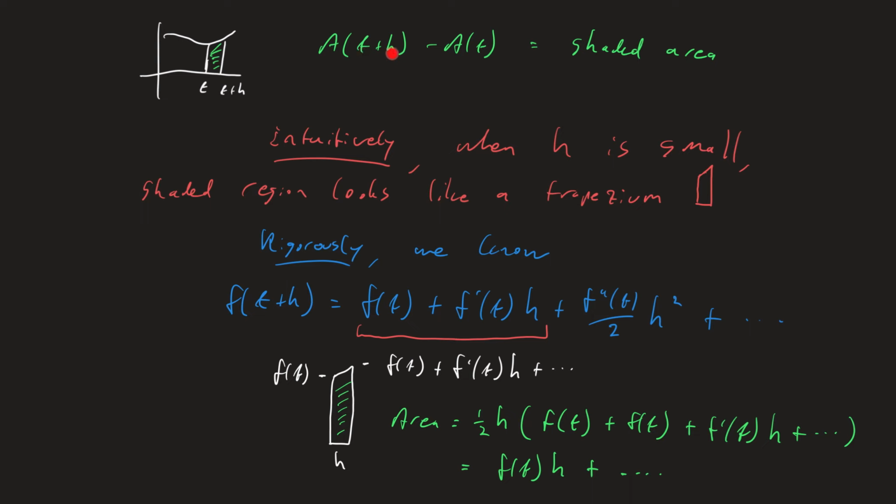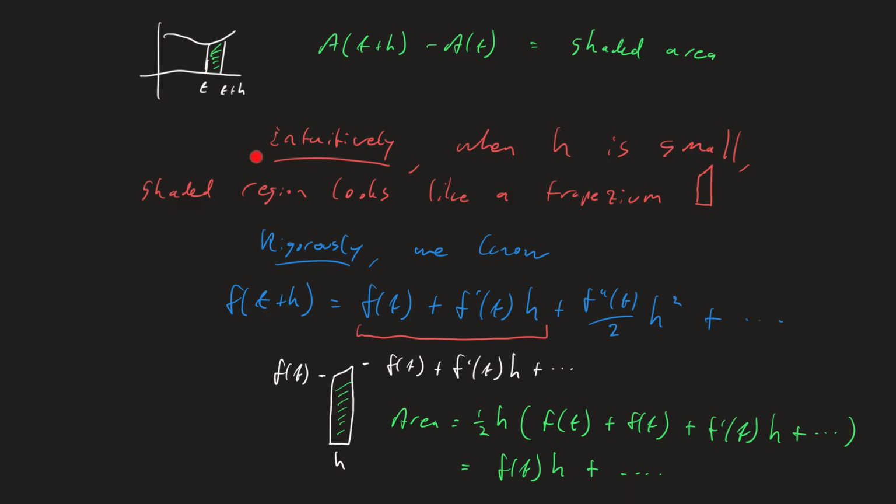Graphically, A of t plus h minus A of t is just this shaded region in here. A of t is the area in here from x equals 0 to x equals t, and A of t plus h is the area from x equals 0 all the way up to x equals t plus h. Therefore, the difference in area is just this small region in here.